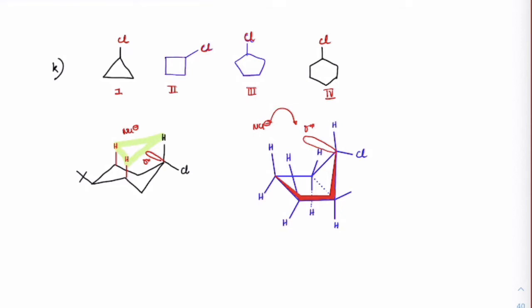So thereby, if you check out the stability order, it is 3 more stable than 4, or rather rate order, third, fourth, then second, then first. Okay. So this is the rate of SN2.